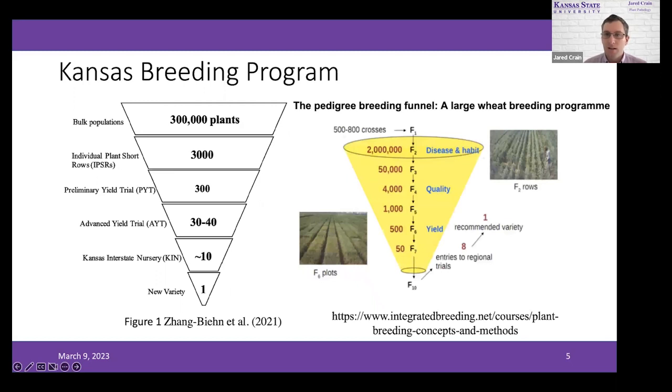In the same thought, here is another picture of a funnel for a large wheat breeding program. I believe this was based on the CIMMYT program in Mexico. Again, it follows much of the same path. We start with lots of F2 segregating plants. This gets whittled down throughout the funnel until the F10 generation, where a couple of varieties are evaluated, and one or two are recommended as varieties.